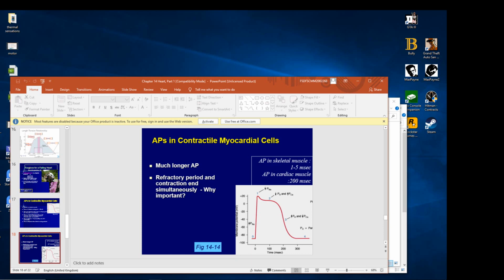The action potential in contractile myocardial cells is much longer. The refractory period and contraction end simultaneously. The action potential in skeletal muscle is about 1 to 5 milliseconds, whereas the action potential in cardiac muscle is going to take about 200 milliseconds.